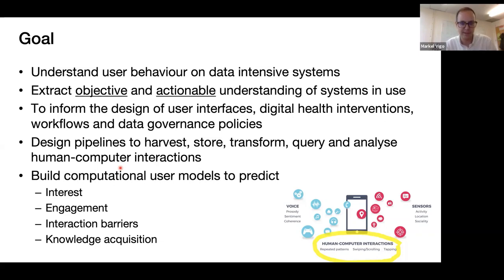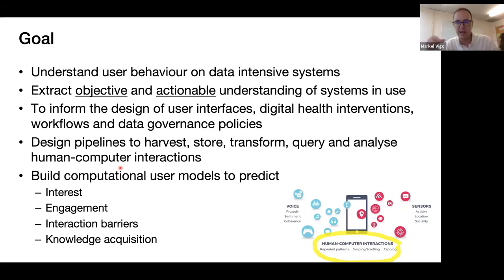And actionable: I want the knowledge acquisition I do to be actionable, so I can use this knowledge to inform the design of user interfaces, identify issues with the user interface and address them by fixing them. Also inform the design of digital health interventions. So sometimes you have a digital health intervention, an app for, let's say, managing diabetes.